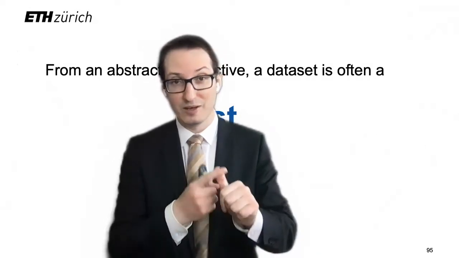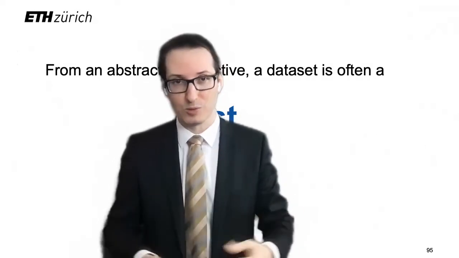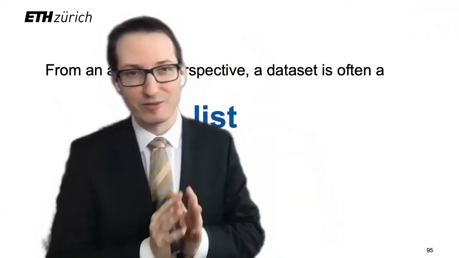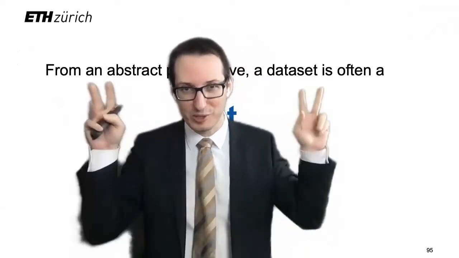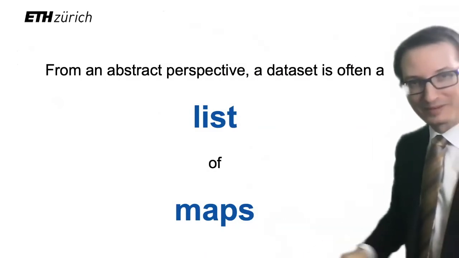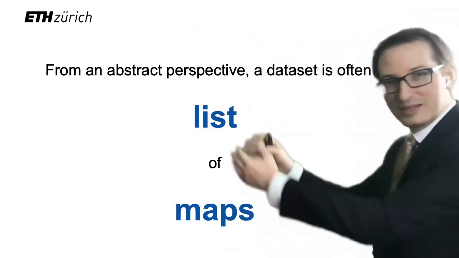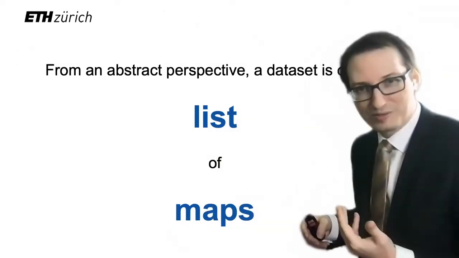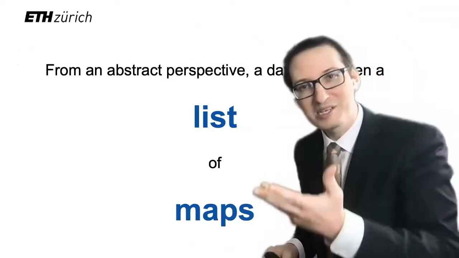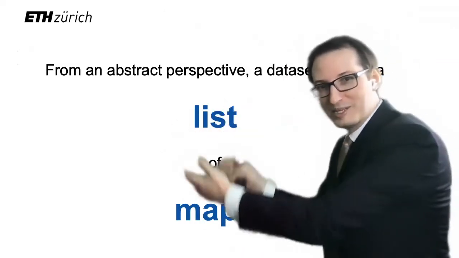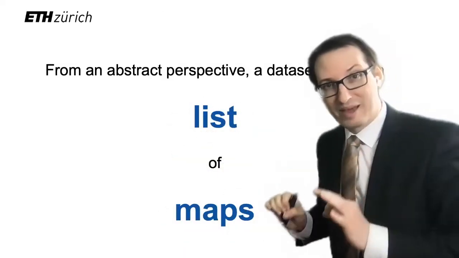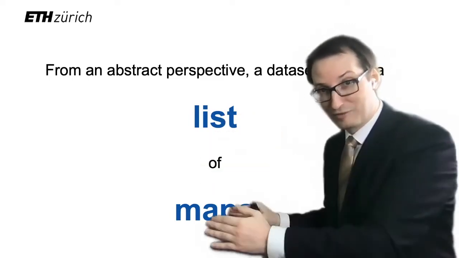A data set can be in JSON, in XML, and so on. But when you deal with a big data set, typically, from a very abstract perspective, using these abstract data types I told you about, a data set is a list of maps. In the case of JSON, it's a list of JSON objects. In the case of XML, it's a list of XML elements or of XML documents. In the case of a relational table, it's a list of tuples. So you see, every time a data set can be seen as a list of maps.